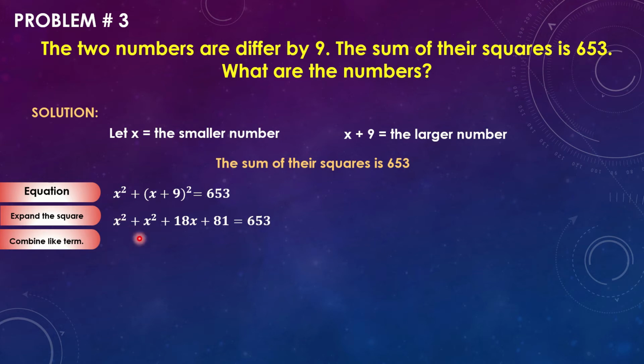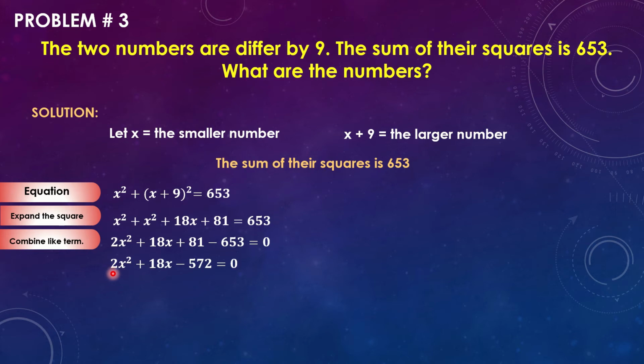So this time, we will combine the like terms. x squared plus x squared is equal to 2x squared plus 18x plus 81. Using the addition property of equality, we will add both sides by negative 653 to make this side equal to 0. So therefore, we combine these. We will have 2x squared plus 18x minus 572 is equal to 0.